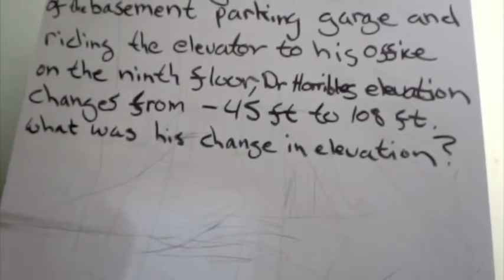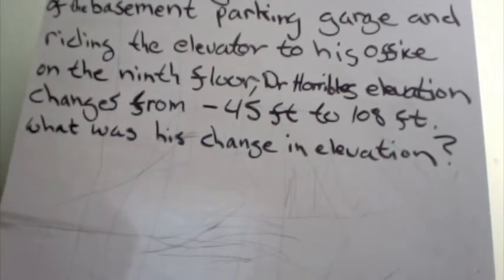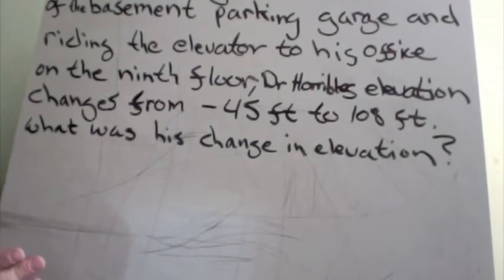Okay, so starting at the lowest level of the basement parking garage and riding the elevator to his office on the 9th floor, Dr. Horrible's elevation changed from negative 45 feet to 108 feet. What was his change in elevation? Okay, now if I try to decipher everything just from reading that, my head's going to explode.